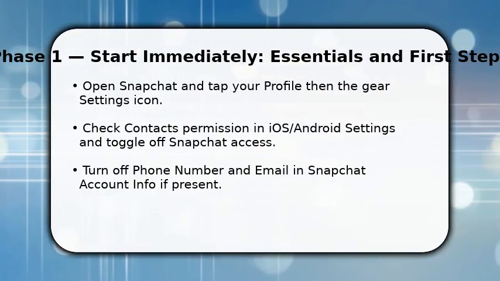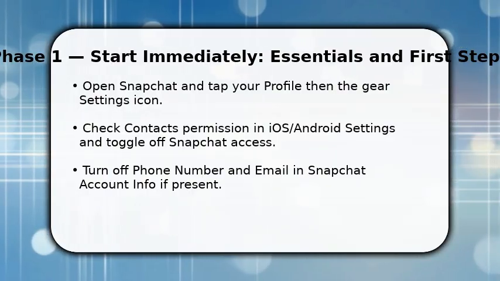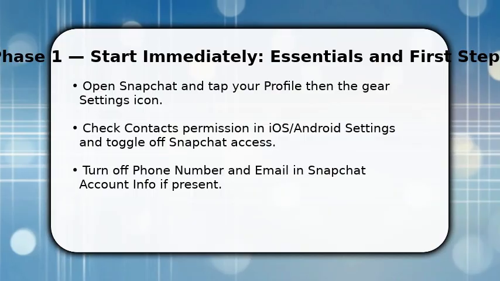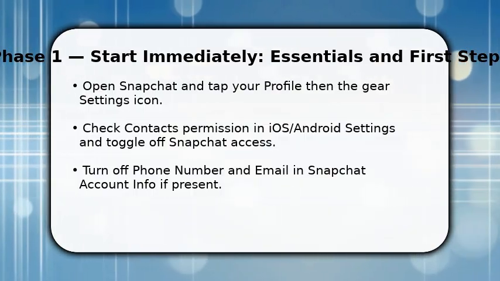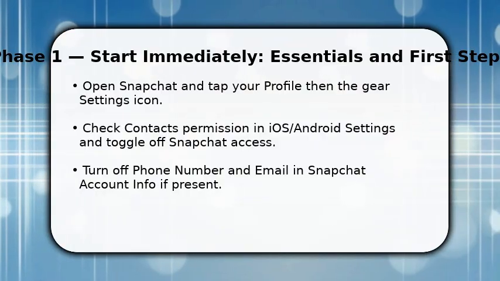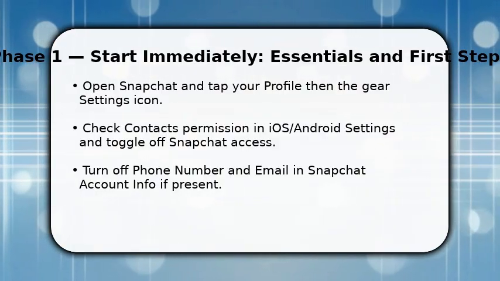Next, remove or hide your phone number and email in Account Info because those are common lookup points. These actions stop new automatic matches and set a foundation for the next, slightly more detailed privacy steps.